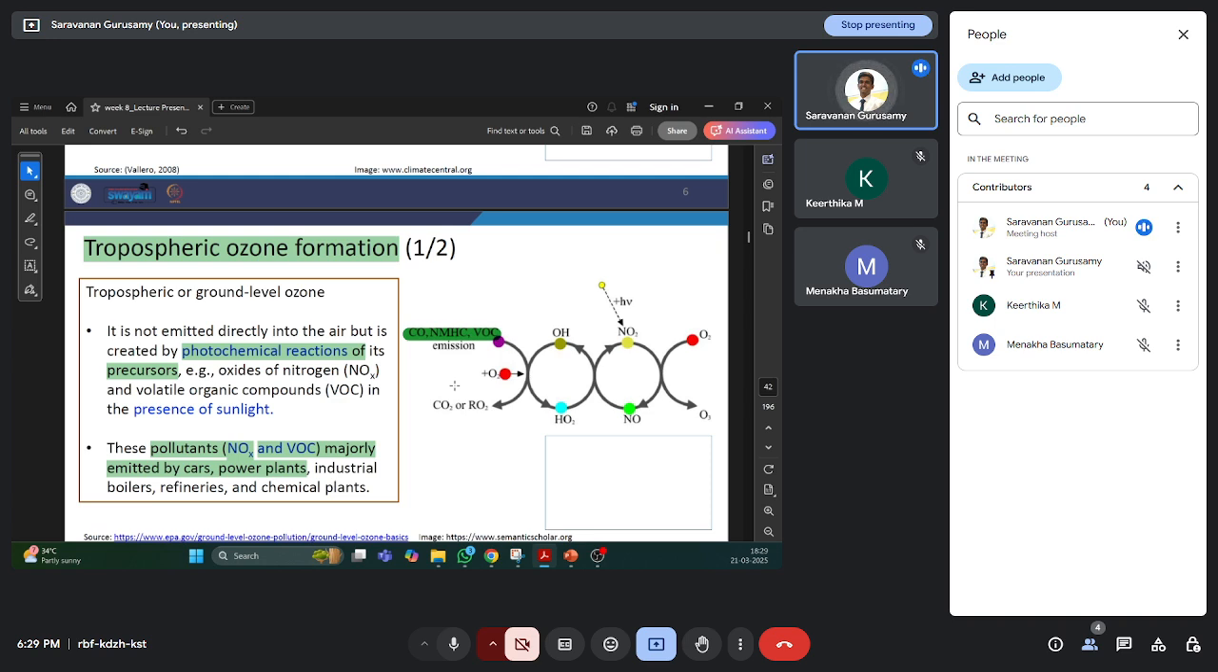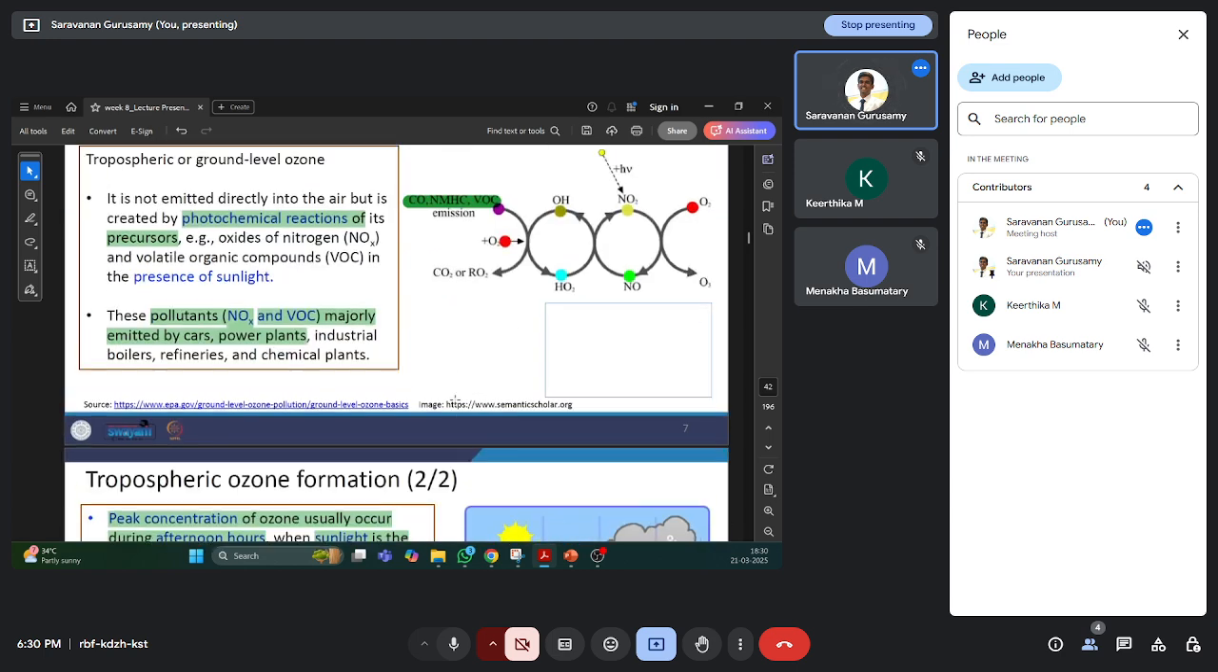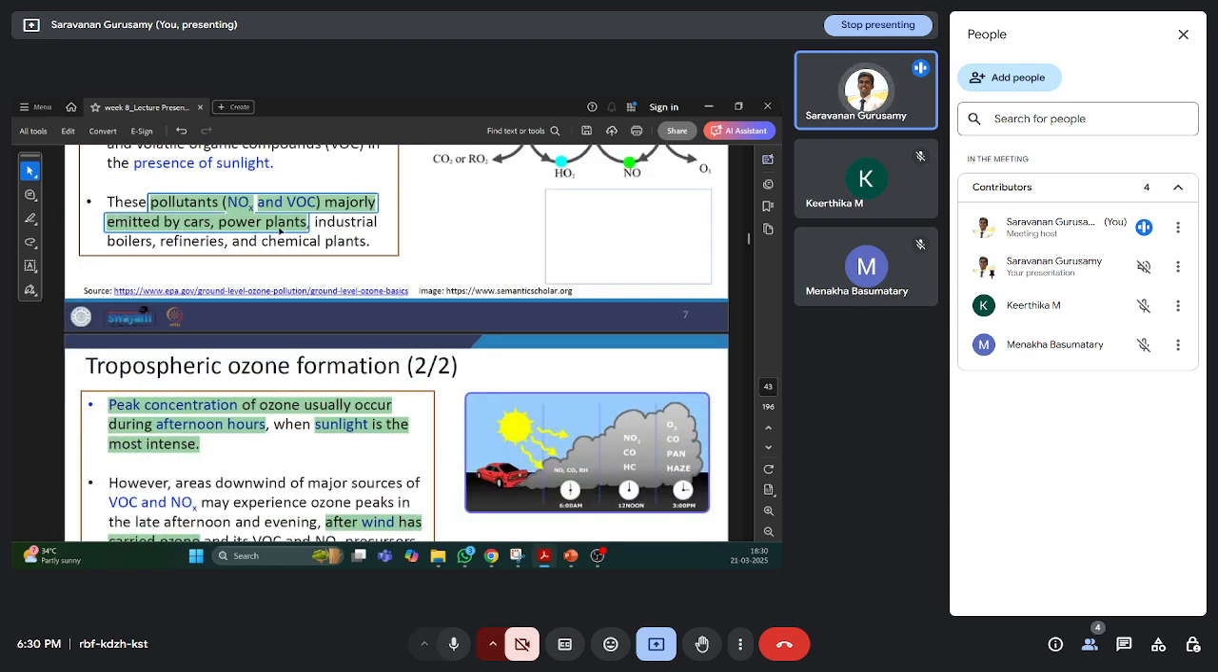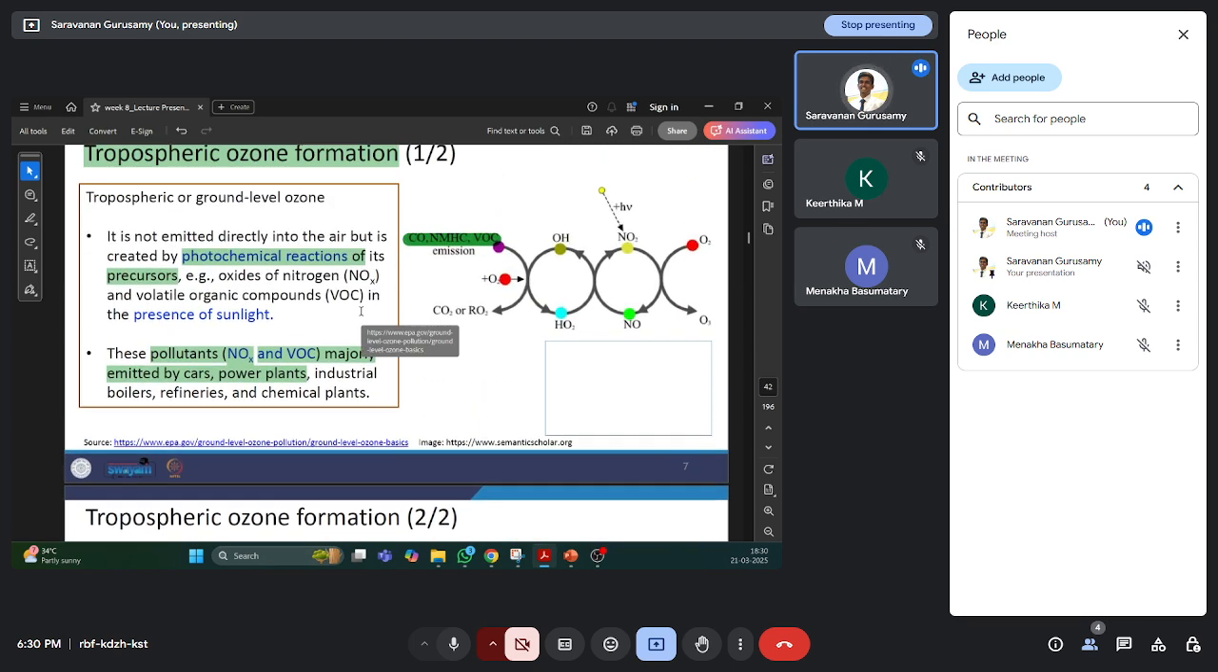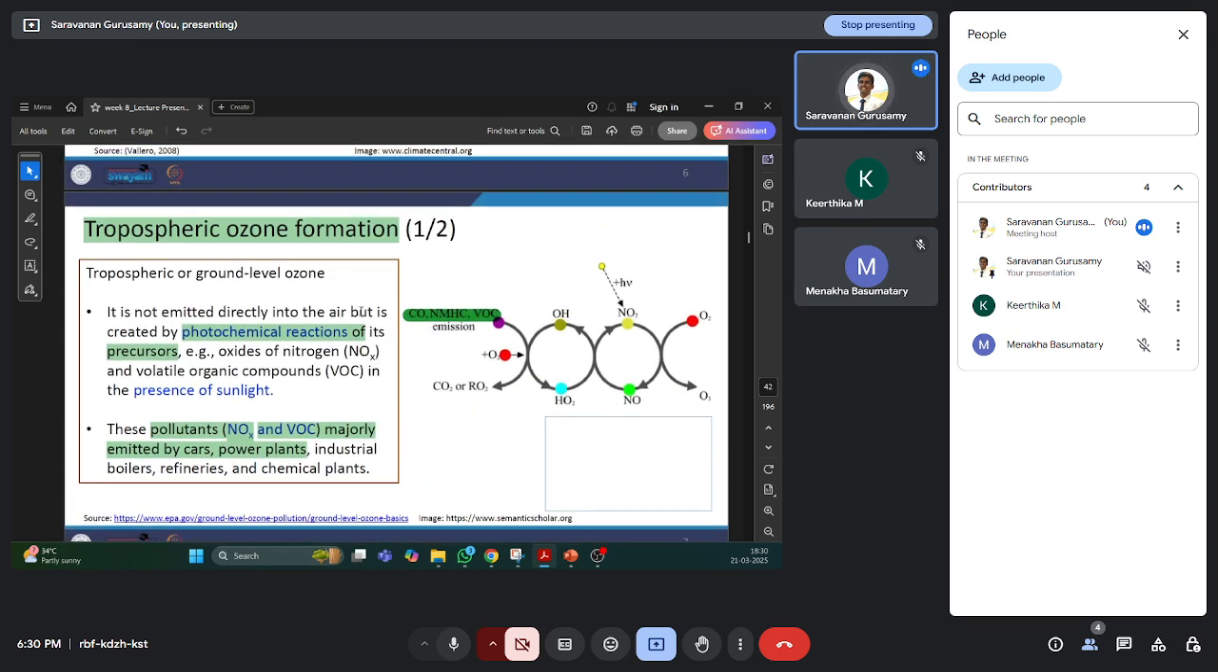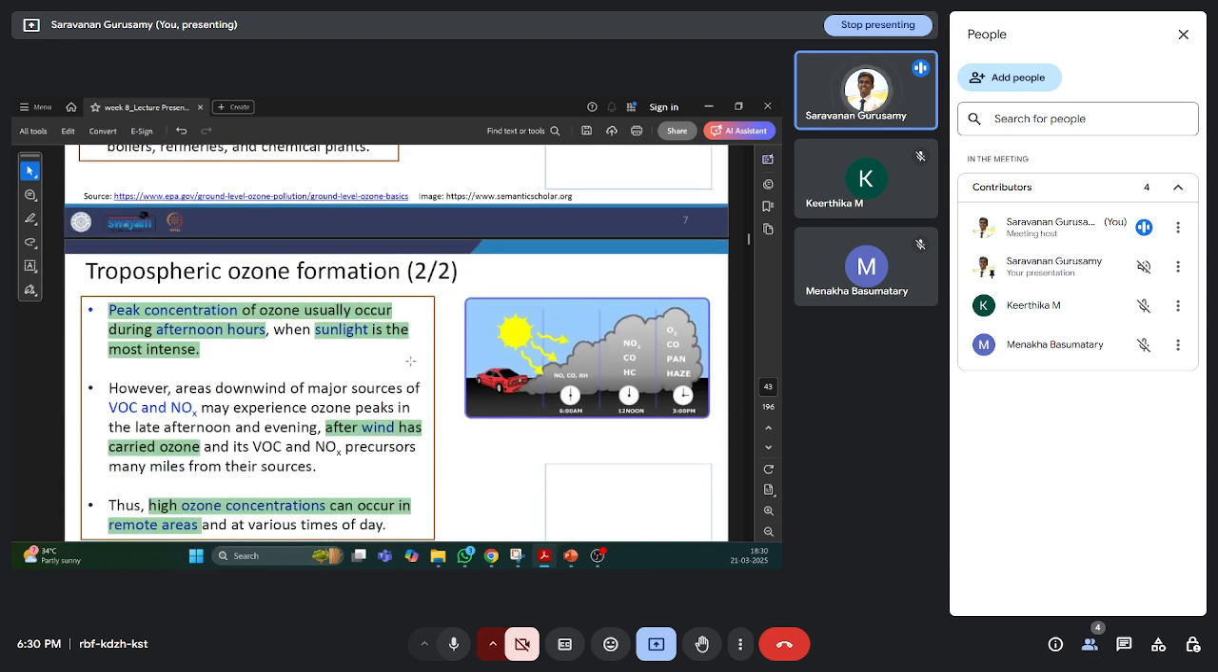And where are volatile organic compounds coming from? One is from automobiles, and another from volatile organic sources. You see, this is the part from the power plant. These two are major air pollutants that will be the precursors for ozone formation whenever they react with sunlight, by the process called photochemical reaction.